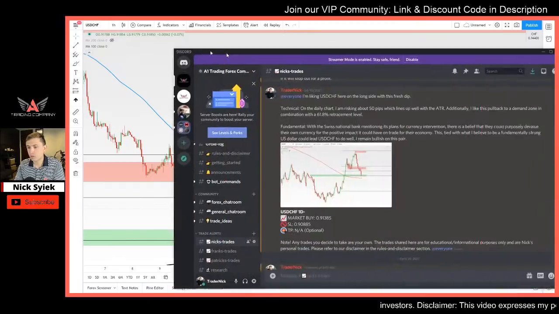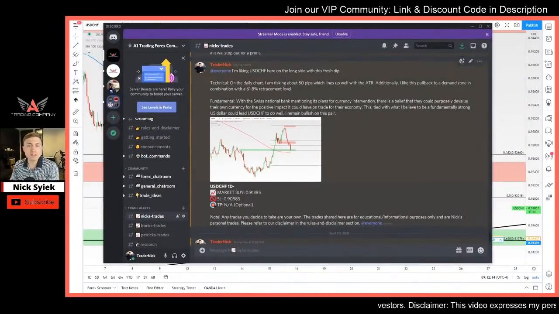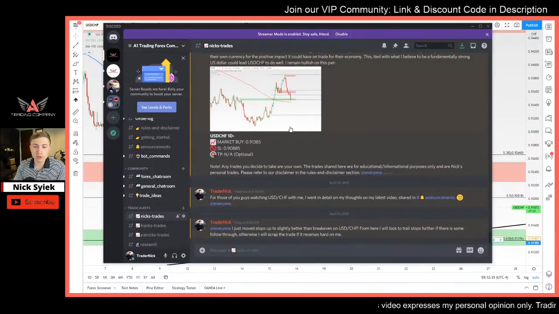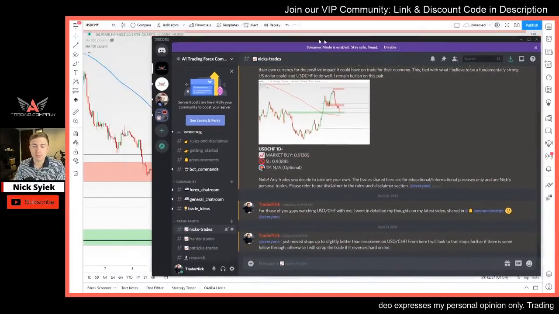Okay. So, and then what I said is that on the technical side, risking 50 pips, lines up with the ATR. I like this pullback to a demand zone in combination with a 61.8 retracement. And then from a fundamental, I won't say the whole thing, but you guys can pause or go back if you want to watch this again, because I just got done explaining it in the stream here with you. So yeah, ended up going long there. Things are going well so far. We'll see if it can keep running.